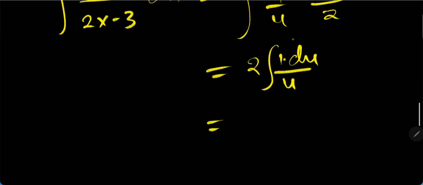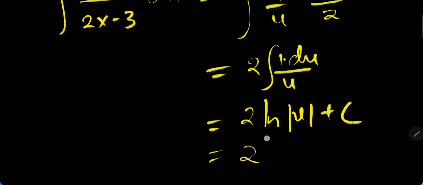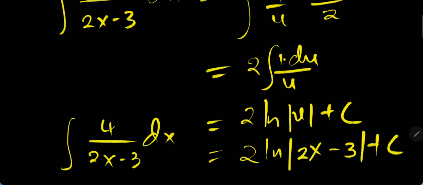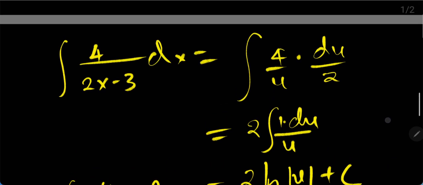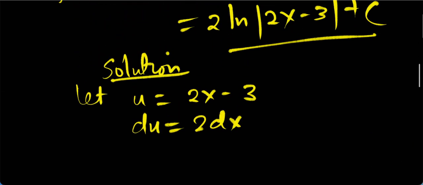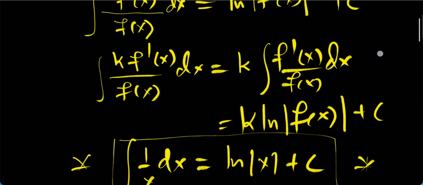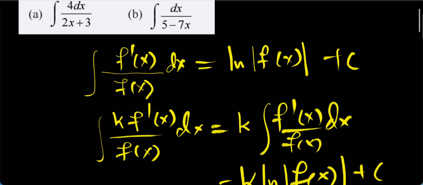Now this one is standard. The integral of 1 over u du is known: it is natural log of the absolute value of u plus c. We can substitute back the value of u, which is 2x minus 3, plus c. So that will be your final answer. That is how we deal with integrands in the form of a rational function. Before you proceed, if there are other methods, you have to check whether the derivative of the denominator corresponds to the function at the numerator.